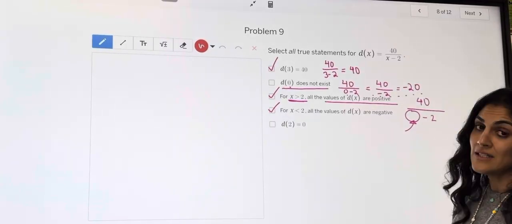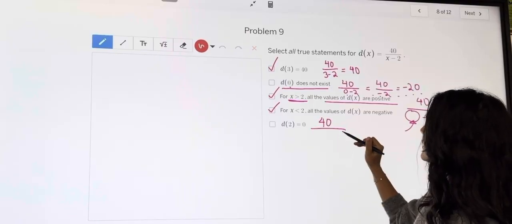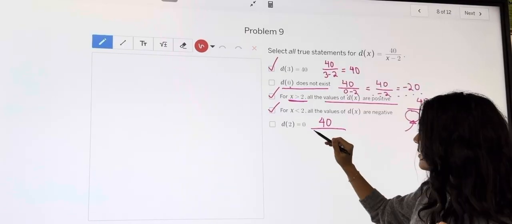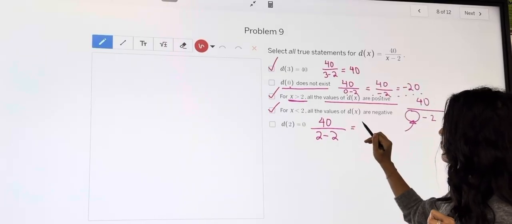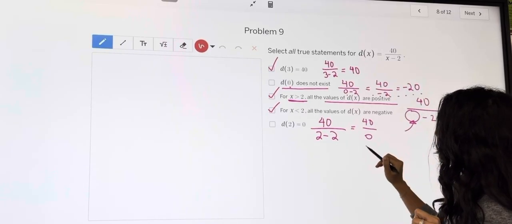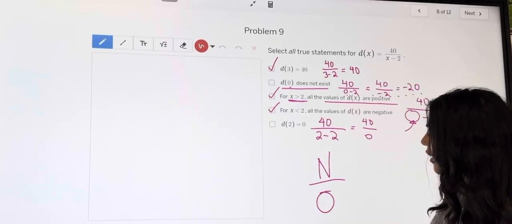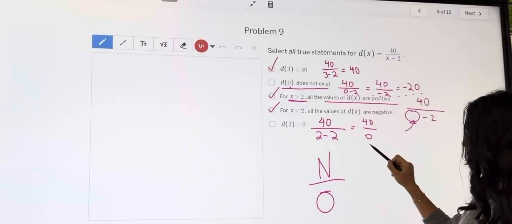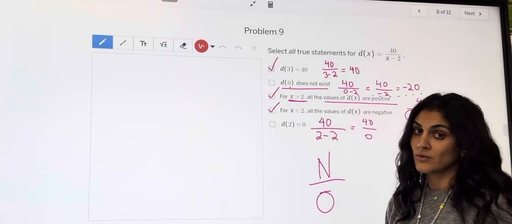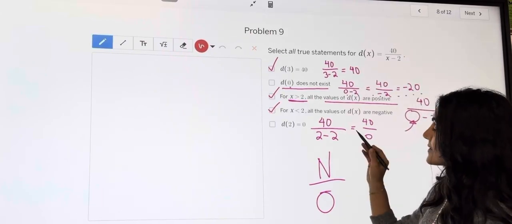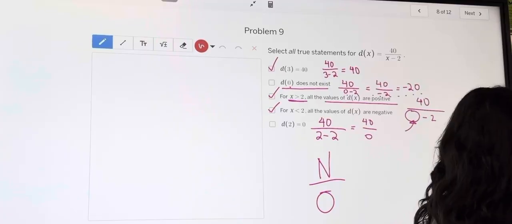And now, does d of 2 equal 0? You guys, this is gonna get you if you are not careful. Plug in 2 for x. 2 minus 2 is 0. And dividing by 0 is a no. All right, when you see that 0 on the denominator, okay, not true, that's not 0. That doesn't exist. Okay, cool.